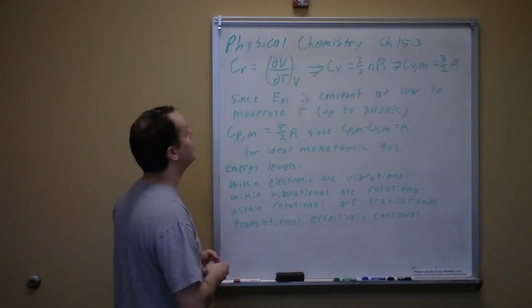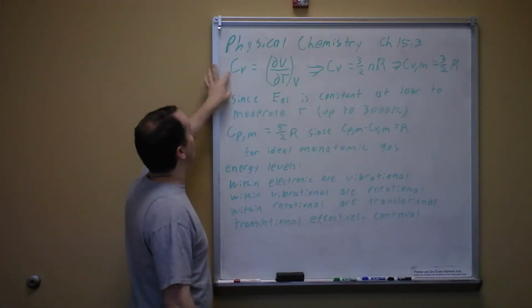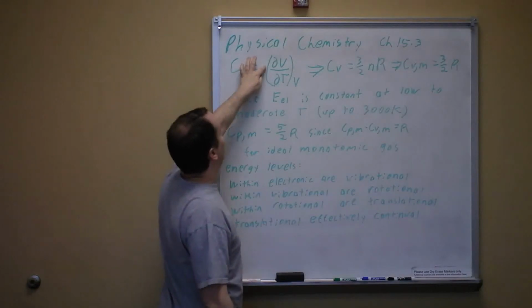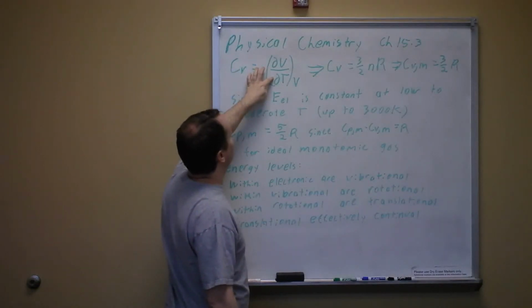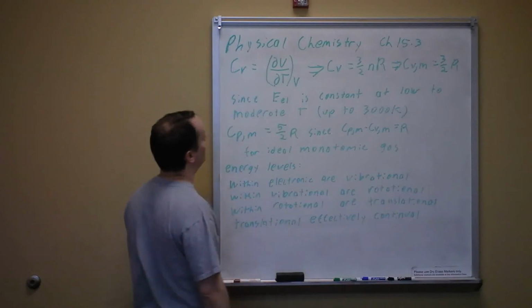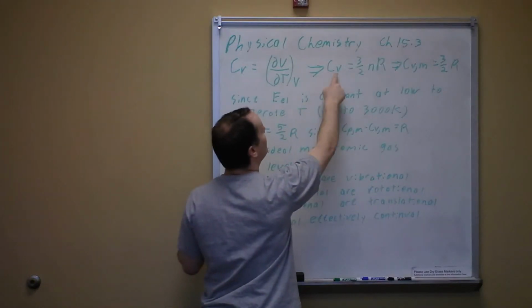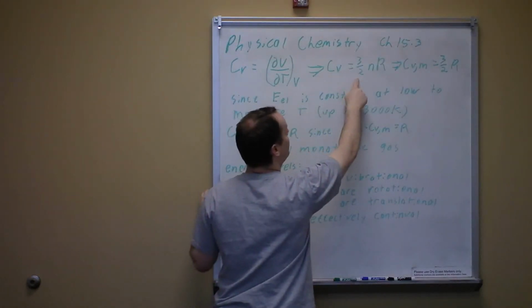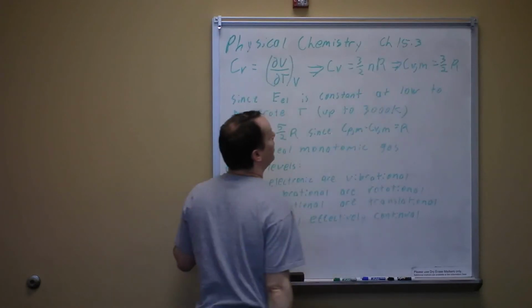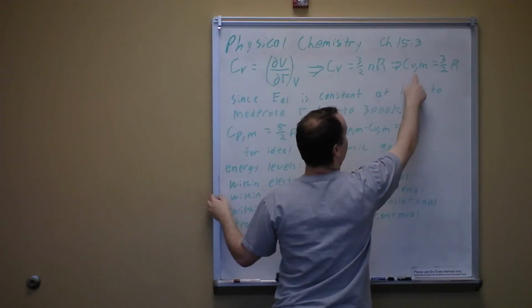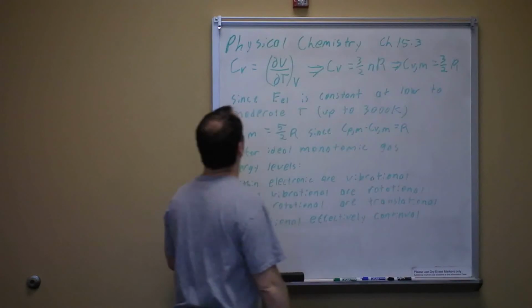Continuing on, we're talking about temperature. So remember, the heat capacity at constant volume is the derivative of internal energy with respect to temperature, holding volume constant. So now we know that the heat capacity at constant volume is equal to 3/2 times N times R, so that the molar heat capacity at constant volume is just 3/2 R.